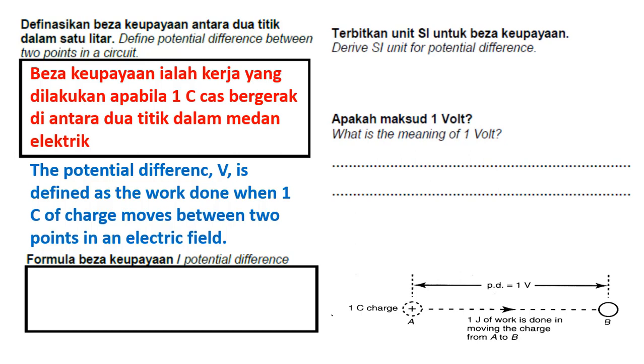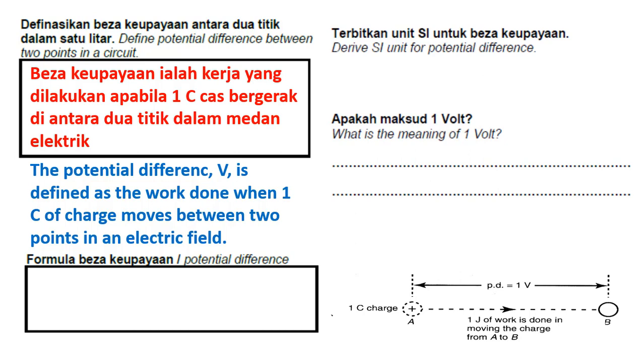In order to move the 1 coulomb of charge, we have to do work, and in order to do work, we have to have energy. So in other words, potential difference is defined as the energy needed to move 1 coulomb of charge between 2 points in an electric field.